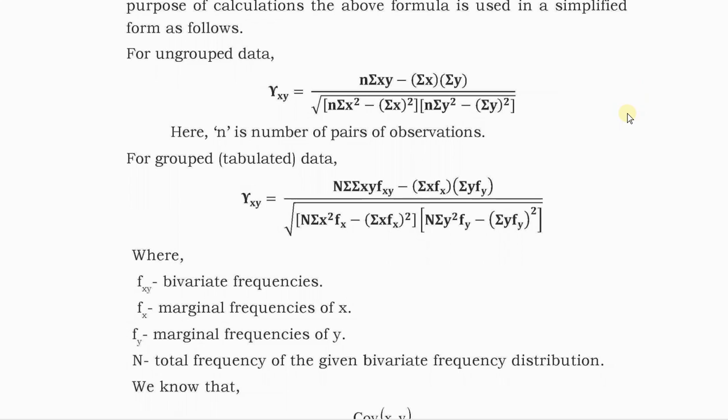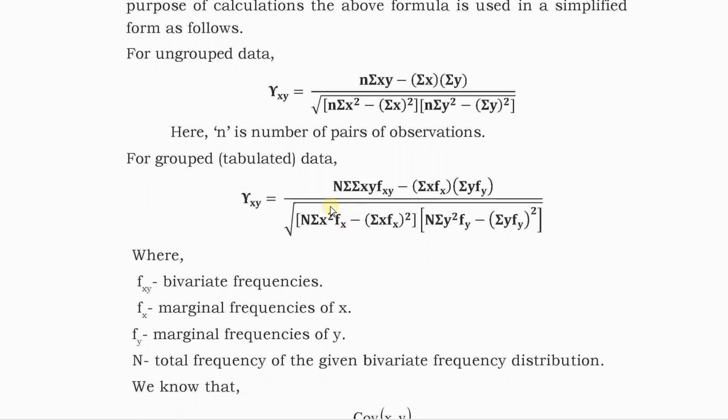So in the previous class we discussed correlation, Karl Pearson's correlation coefficient and some examples on Karl Pearson's correlation coefficient for ungrouped data. So in today's session we shall look at the problems for grouped data. Okay, so this is the formula for Karl Pearson's coefficient for grouped data.